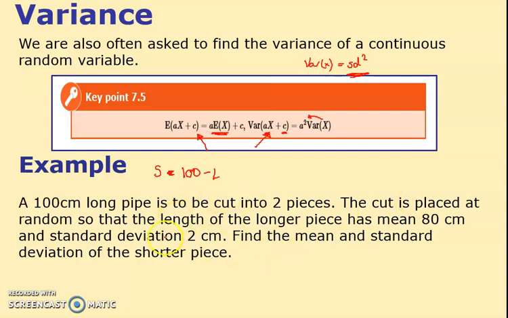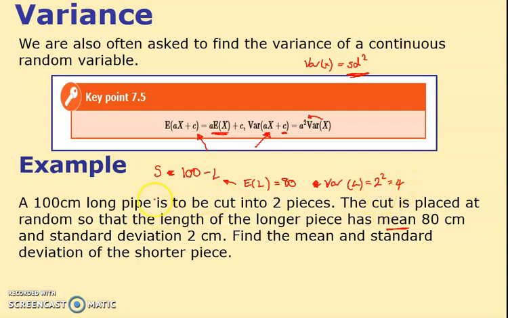It says the cut is placed at random, so the length of the longer piece. Yes, this is the way to do it, because the longer piece we know some information about. We know that the mean is 80, so that means E of L is 80. And it also tells us that the standard deviation is 2, so I suppose I could write that as the variance of L is 2 squared, obviously because you just square the standard deviation, is 4.